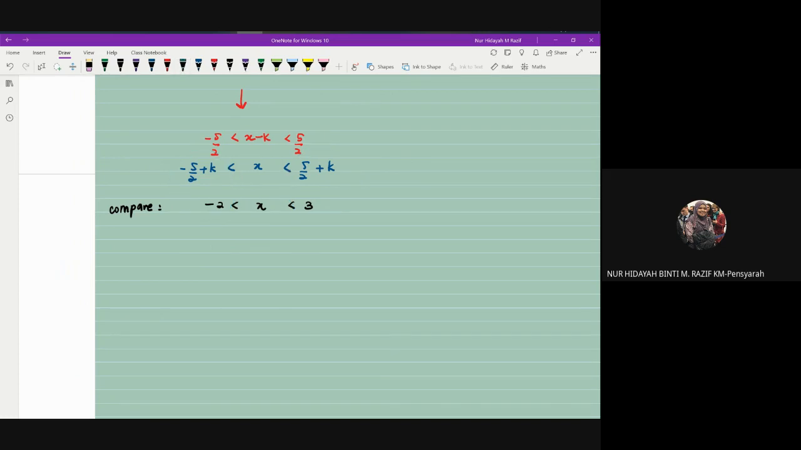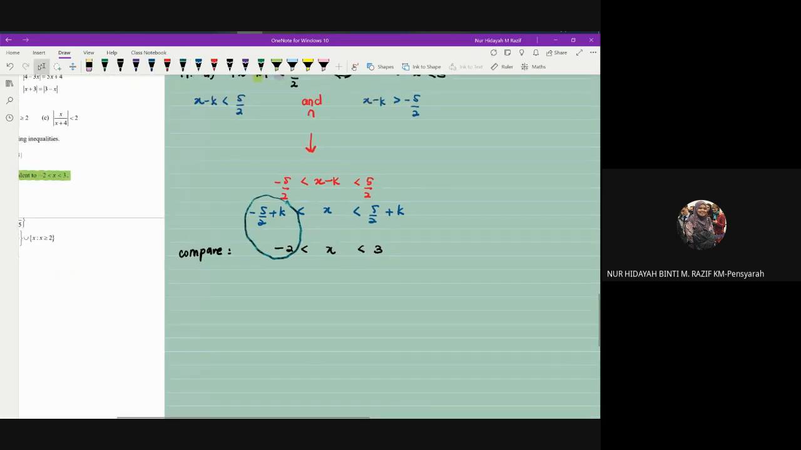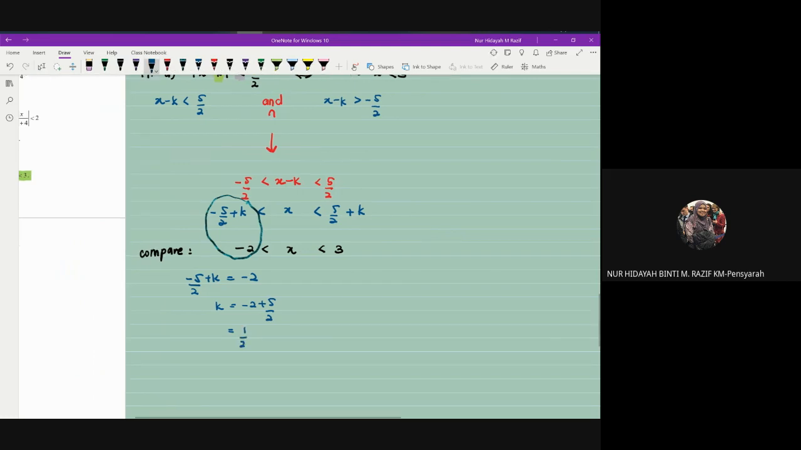Kita nak cari K. So if I compare this one, I'm going to prove it to you. You ambil mana-mana pun boleh. Okay, you are going to have negative 5/2 plus K should take the value negative 2. Dia mesti sama. Kenapa? Sebab kita nak cari nilai K and kita diberitahu dua statement ni adalah equivalent, sama, equal. Alright, so menggunakan statement itu K sama dengan berapa? Negatif 2 tambah 5 per 2. Dapat 1 per 2, betul?